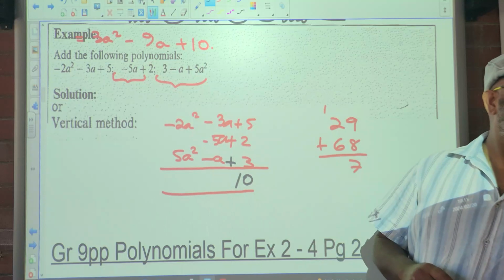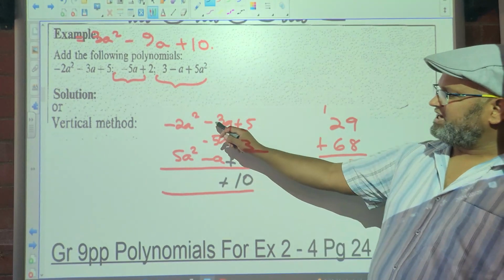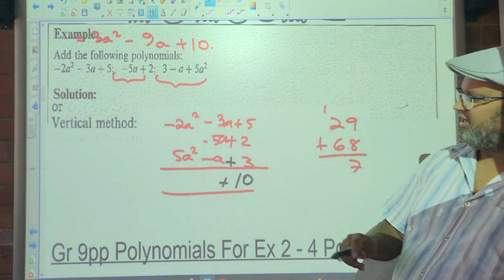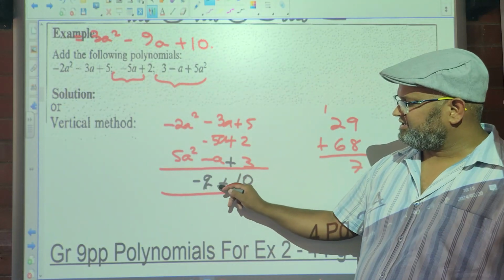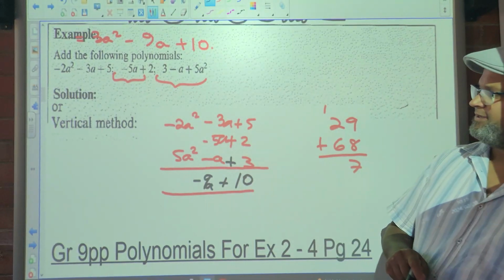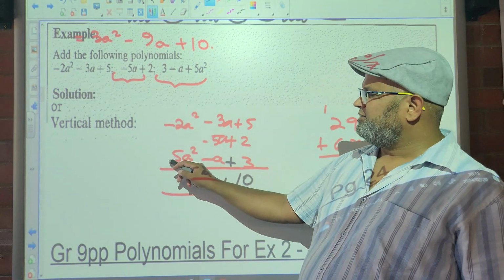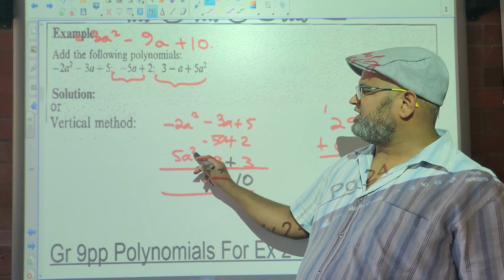Am I moving too fast? No, okay. What's negative 3a minus 5a? Negative 8a minus a? Negative 9a. And then of course these are the like terms, yes, the negative 2a squared. No sign means plus. Negative 2a squared plus 5a squared.